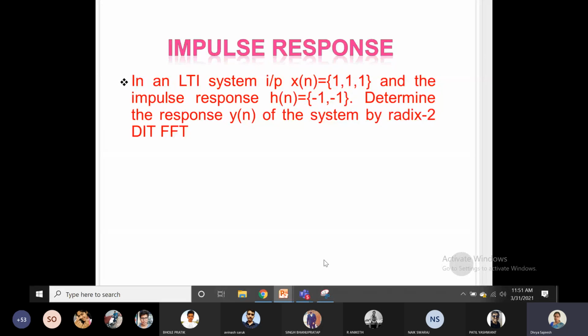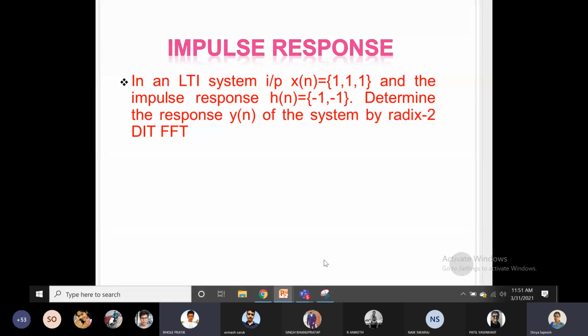Can you tell me then what is the length of the impulse response h of n? 2. Let us take it as n2, so n2 is equal to 2. Now, as per the steps we have seen, to perform circular convolution we have to make the length of x of n and h of n equal to n1 plus n2 minus 1. Can you tell me now what is n1 plus n2 minus 1? n1 is 3 and n2 is 2, then 3 plus 2 minus 1 is 4.